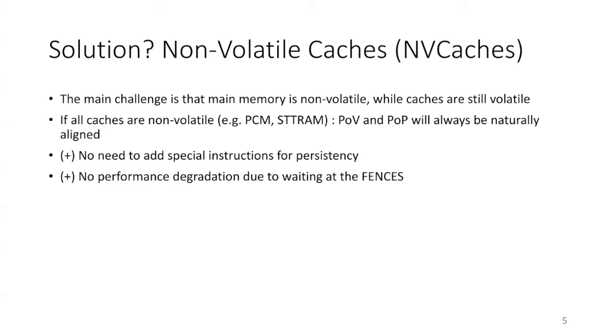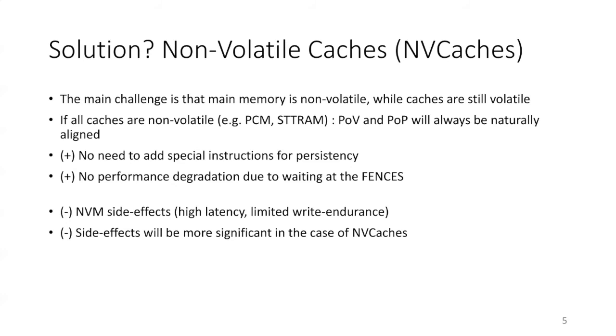As we said earlier, the reason for this volatility gap between the point of visibility and the point of persistency is that we made the main memory non-volatile while the caches are still volatile. Therefore, the most straightforward way to solve this issue is by extending the non-volatility implementation and creating non-volatile caches in the same way we did for the main memory, by using non-volatile memory technologies like PCM or STT-RAM. With this solution, the caches are now non-volatile, and therefore any update that is accepted at the caches and becomes visible will also be persistent at the same time.